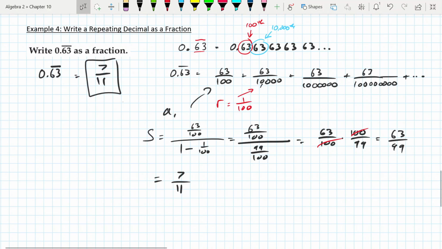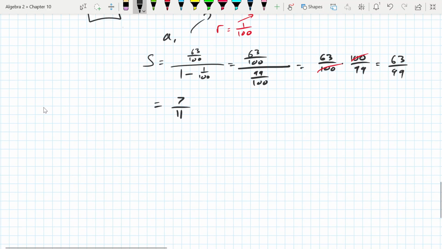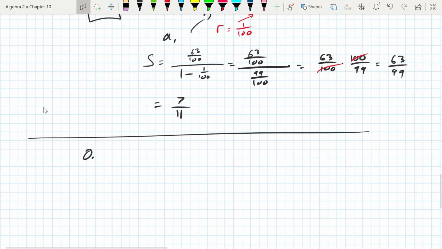And this way is actually quite fun. I have 0.63 repeating. Well, I'm just going to say that that's x, right? Why not? It's x. You know what I'm going to do? I'm going to multiply both sides by 100. Why 100? Well, there are two decimal places there, and that's in the hundredth spot. So let's multiply by 100.